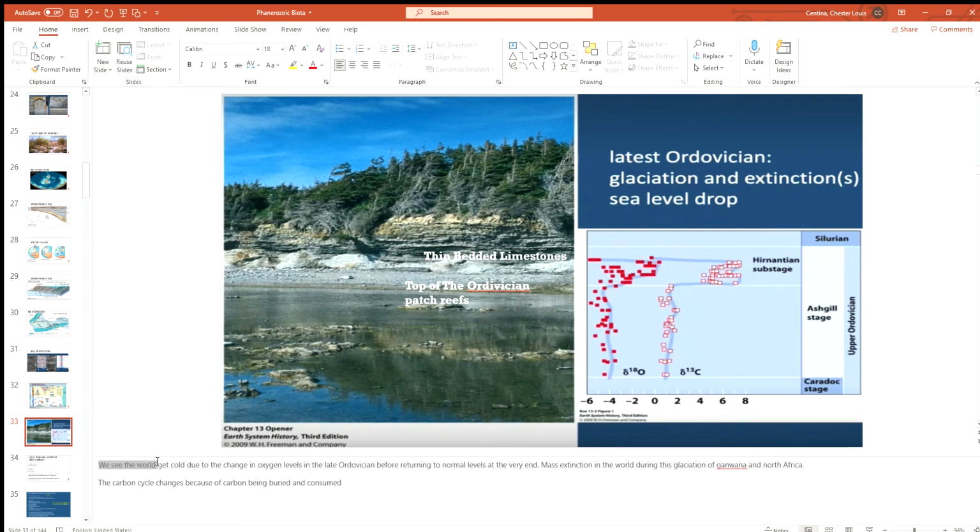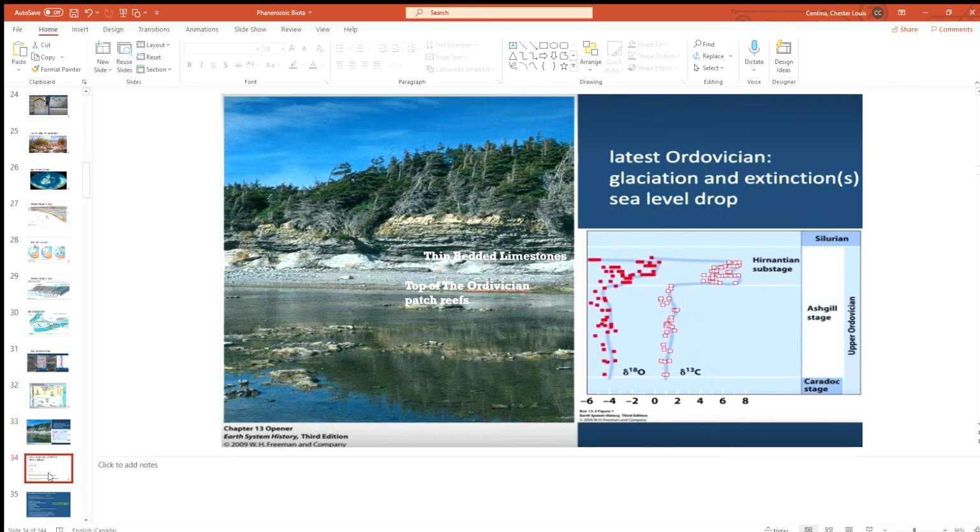We see the world get cold due to change in oxygen levels in the late Ordovician before returning to normal levels at the very end. Mass extinction in the world during this glaciation of Gondwana in North Africa. The carbon cycle changes because of carbon being buried and consumed. This is basically what it represents here. Okay, let's move on.